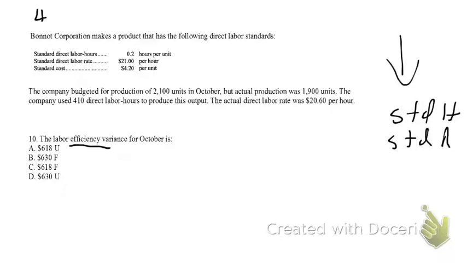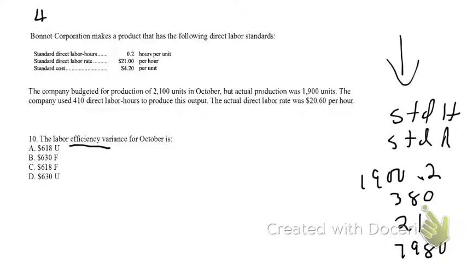For the standard hours, I produced 1,900 units, and each of those units took 0.2 of an hour. So I've got 1,900 times 0.2, which is 380. So it's going to take me a total of 380 hours, and the standard rate is $21 an hour. So I've got 380 times 21, which is 7,980. And so that's my far right column.